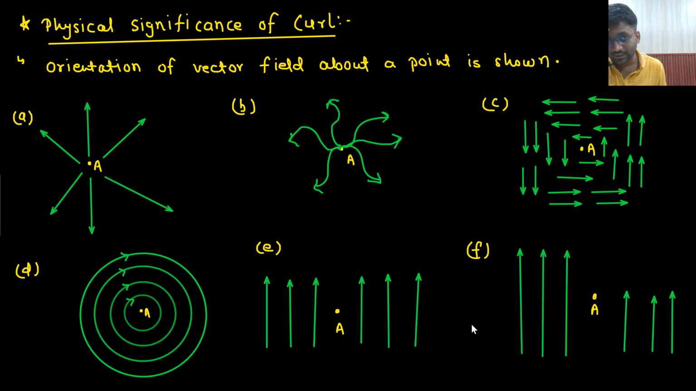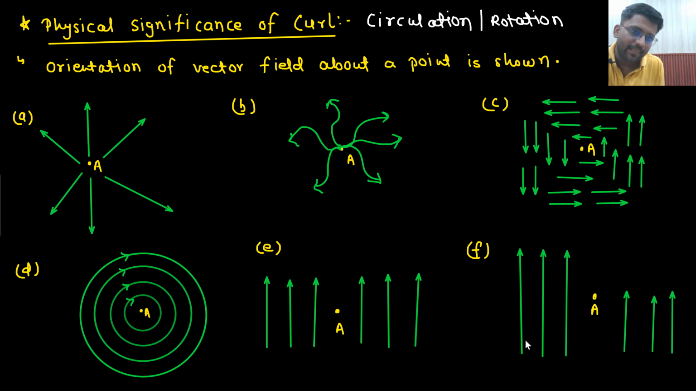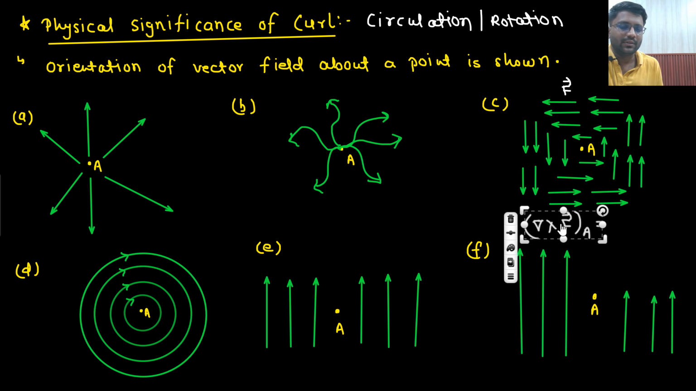Let's see the next. We will talk about curl now. Curl talks about circulation, or you can say rotation. So let's see this example first. What is the vector field? The vector field is F only. I am talking about del cross F at a particular point A.